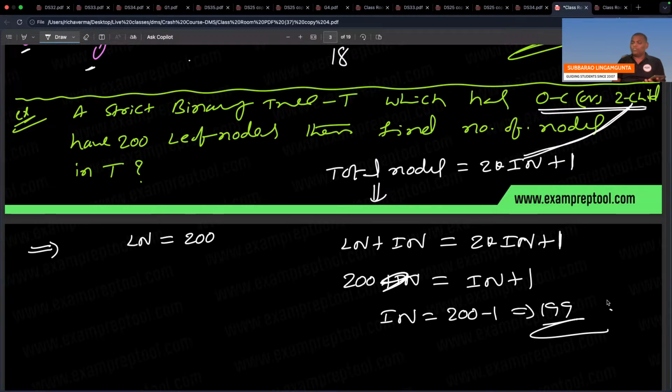Internal nodes, if you send that side, it will become 2 into internal nodes becomes 1 into internal nodes plus 1. Internal nodes is going to be 200 minus 1, 199. I hope so. If I have done anything wrong, let me know.